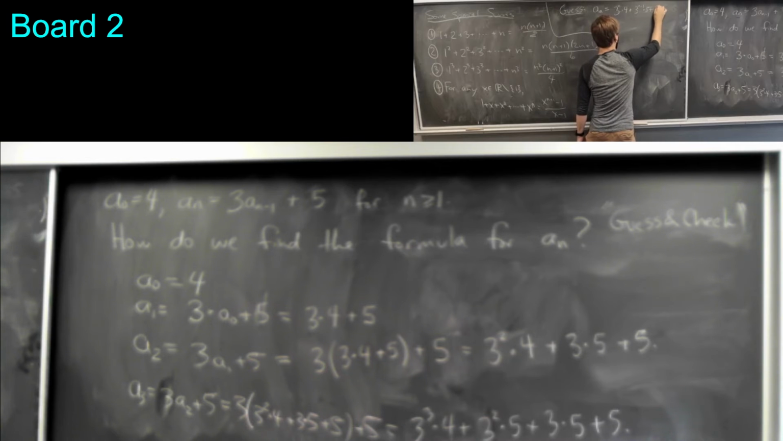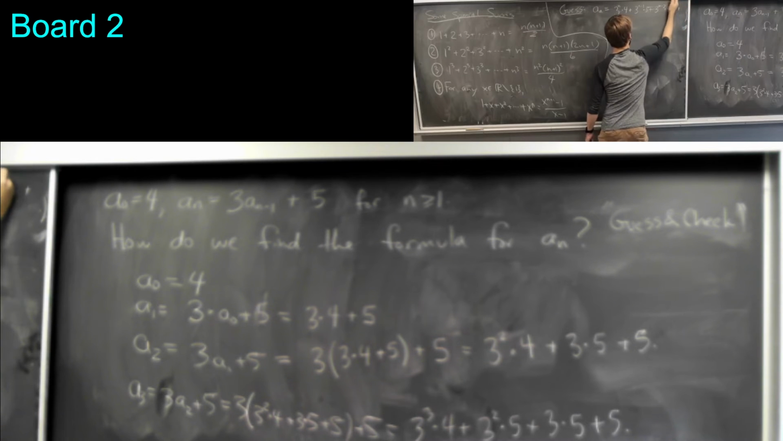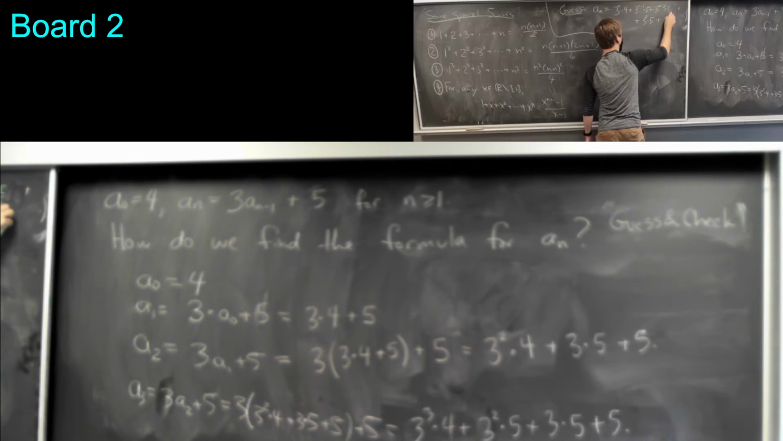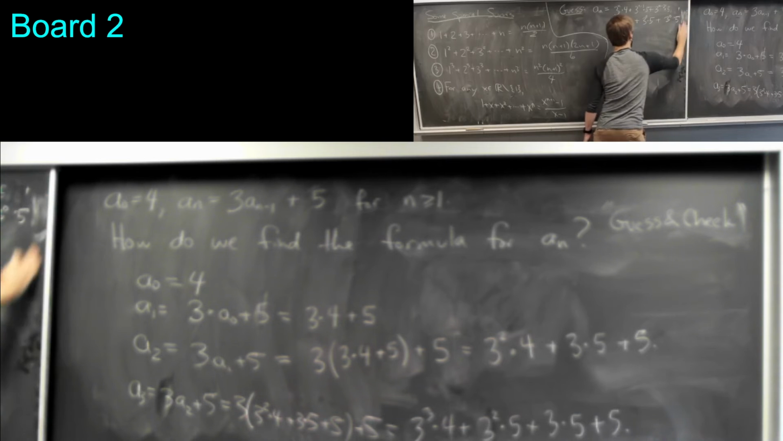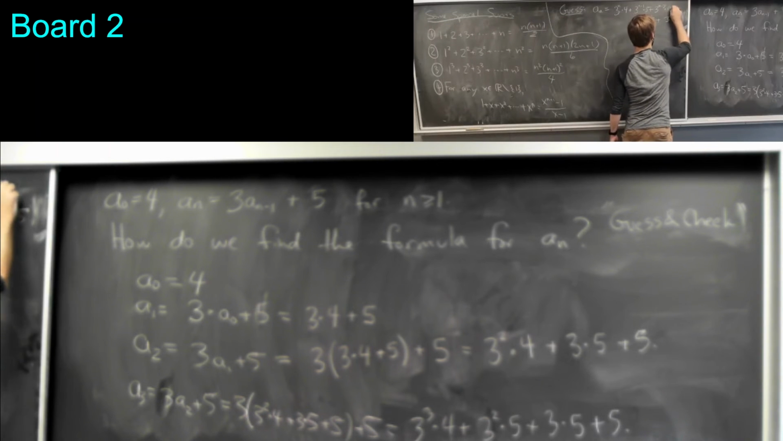Sorry, this is a little bit small, but plus 3 to the n minus 2 times 5 plus dot, dot, dot, all the way down to 3 times 5, which is 3 to the 1 times 5, plus 3 to the 0 times 5, which is just 1 times 5.